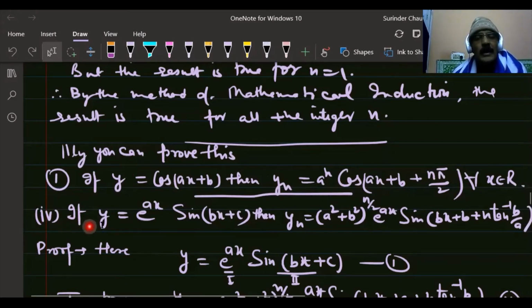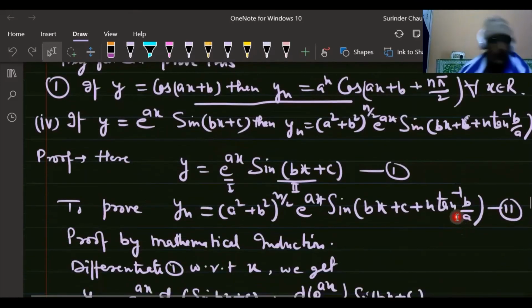Now, again, if y is equal to e to the power ax sine of bx plus c, then yn is equal to a square plus b square to the power n by 2 e to the power ax sine of bx plus c plus n tan inverse of b by a. This is c, not b. Bx plus c.